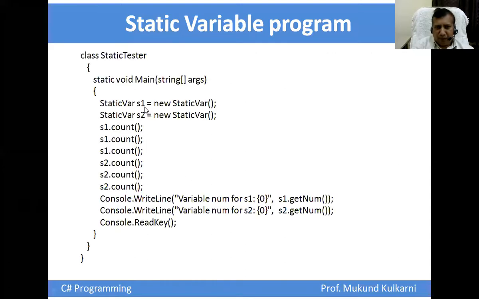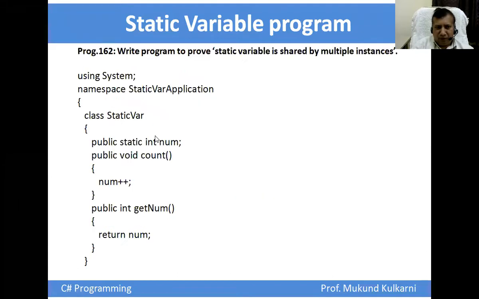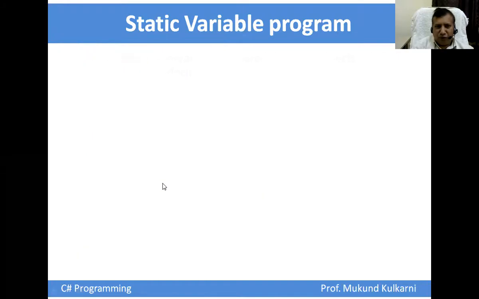Now, if you see here properly, just go to the class, s1 will have num and s2 will also have num, but as it is declared as static, the s1 and s2 objects will share only one instance of num. So whenever you call count for s1 or the count method for s2, in both cases the value of the same num will be increased by 1. Okay, so let's see the notes.